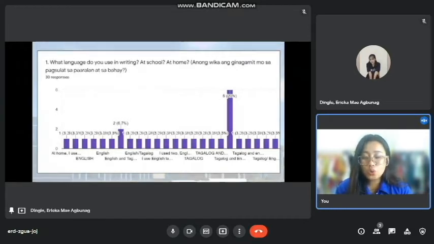Meanwhile, there are two respondents who answered one specific language to be used in writing at home and at school. 18 respondents answered that they use English, while 20 respondents said that they use Tagalog. These respondents basically answered what language they prefer to use when they are writing. We are all aware that both English and Tagalog are mediums to be used, especially in writing. Now let's have question number two. Are you confident in using that particular language in writing? Why or why not?